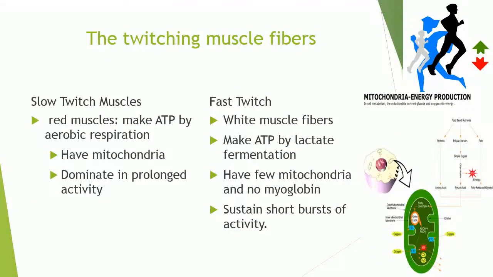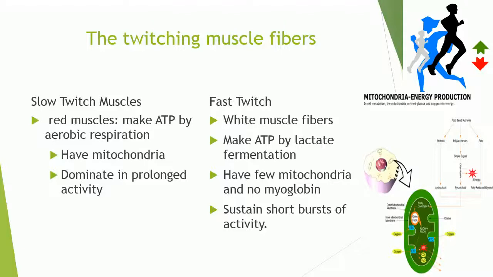The twitching muscle fibers. So you have slow twitch muscles versus fast twitch muscles. And slow twitch muscles are referred to as red muscles. And they make energy or ATP by aerobic respiration. And they have lots of mitochondria. And these are the type of muscles that would dominate in prolonged activity. So if you're a marathon runner, that's a prolonged activity. So a lot of slow twitch muscle action there.